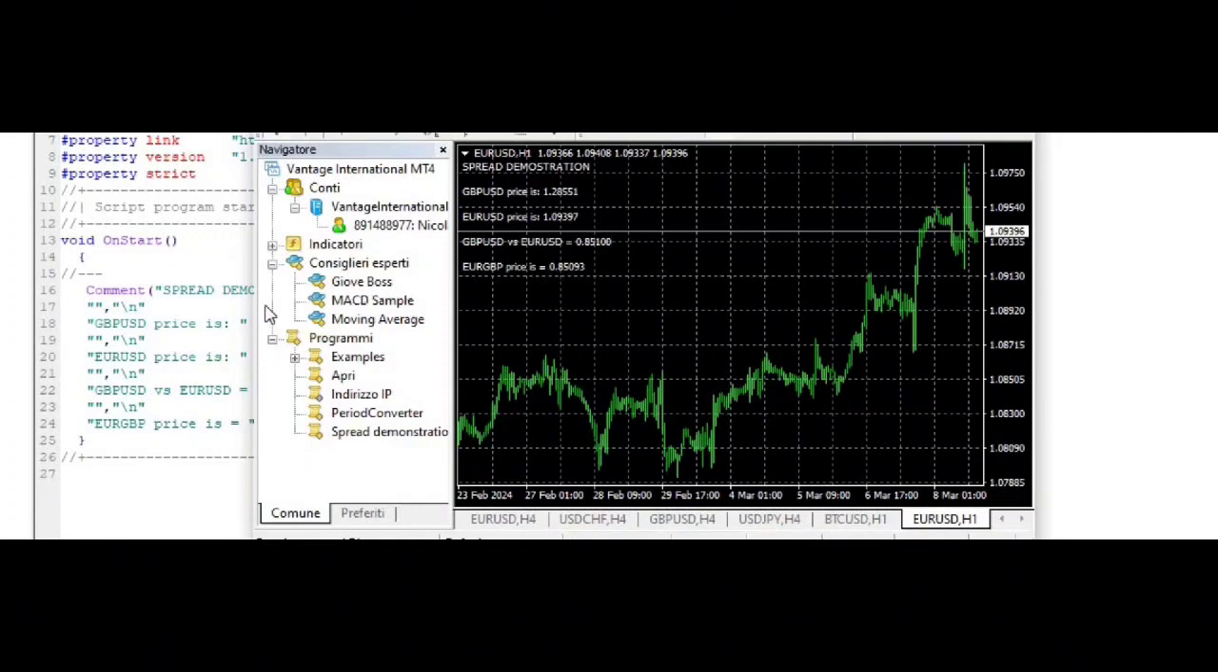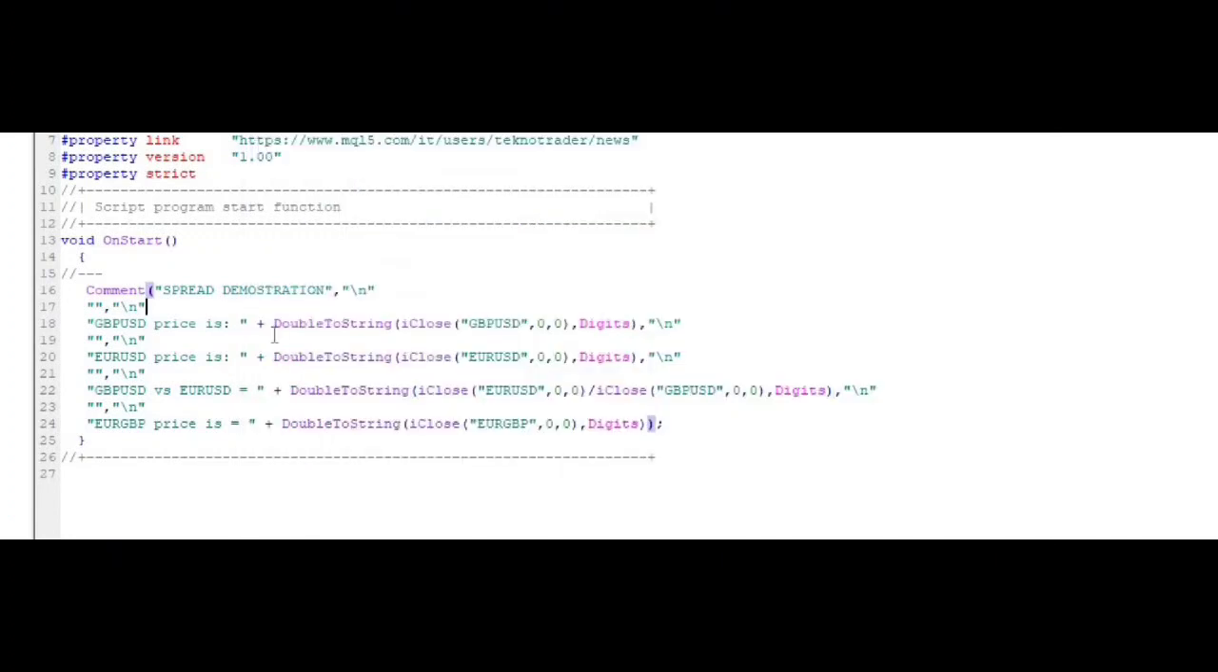So this kind of correlation and pair trading in general is recommended especially for swing traders, because if you are a scalper, you could maybe have some trouble because of this little difference.